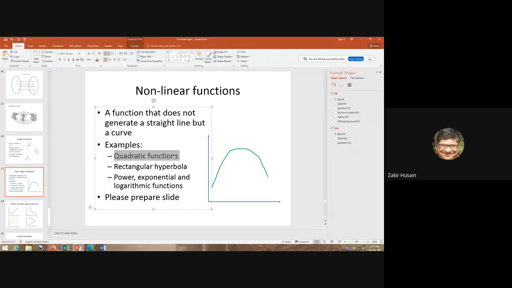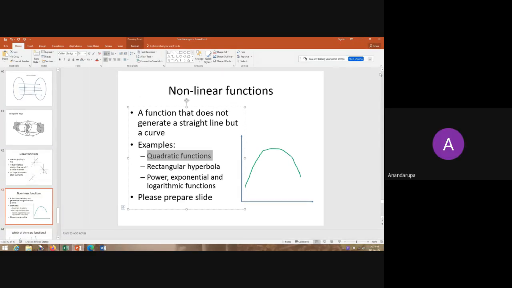So quadratic functions, rectangular hyperbola, power exponential, that's the third slide, and log functions. I'll also post it on the message. By the way, when I post it, are you getting any corresponding messages? Yes, sir, we get a notification. Okay.